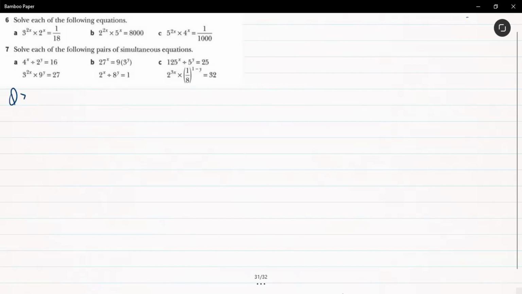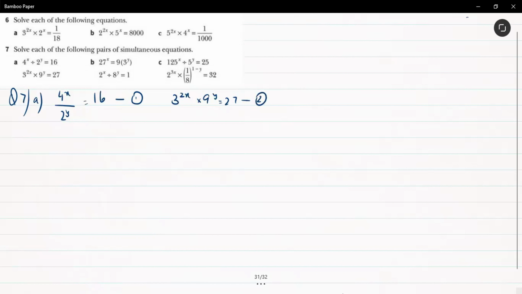Okay, so for question number 7, we have a list of simultaneous equations. 4 raised to power x divided by 2 raised to power y is equal to 16. Now we basically have to simplify this. This is equation number 1, and the second equation is 3 raised to power 2x multiplied by 9 raised to power y is equal to 27. This is equation number 2. Now we'll go equation by equation. First, simplify this one in terms of x and y.